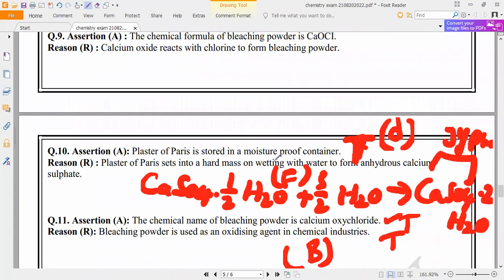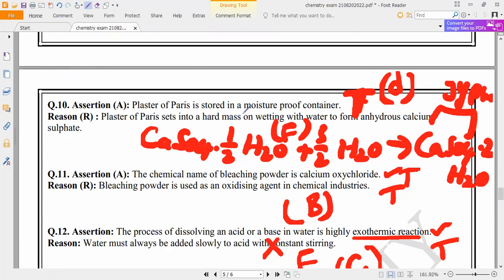Wait. The 10th one also, option D is not right. The 10th one is option C. Please correct it. Option C: assertion is true and reason is false. Is it yes? That is option C. I am confusing you with the options.